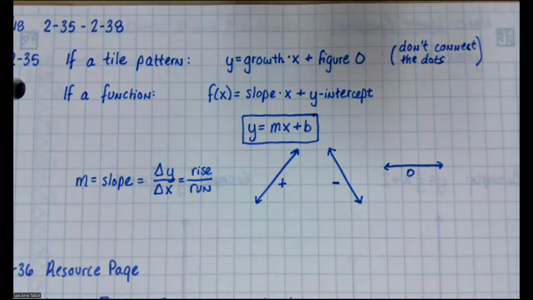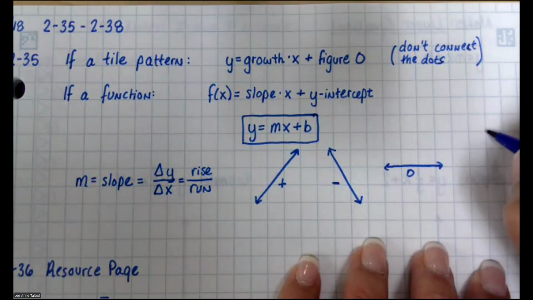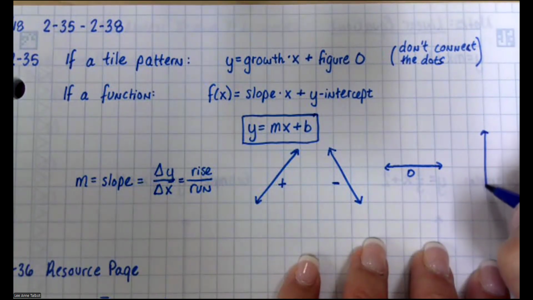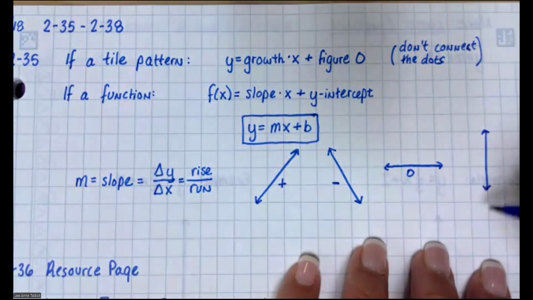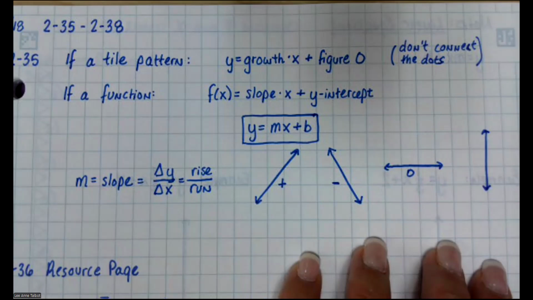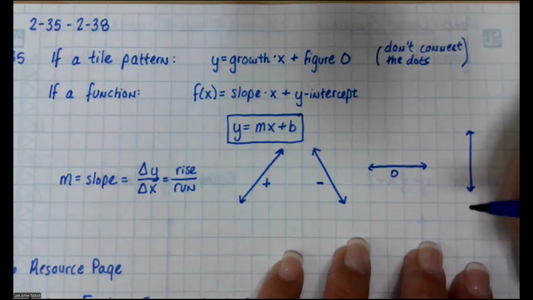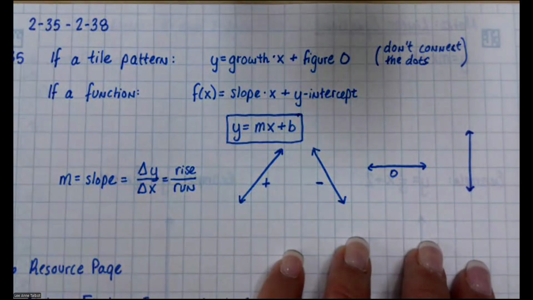The flat horizontal one is a 0 slope, and we had that on Tuesday. And then there's one more, which is like a vertical, super steep cliff. Does anybody remember what that's called? You guys told me you learned this last year. What's that called?